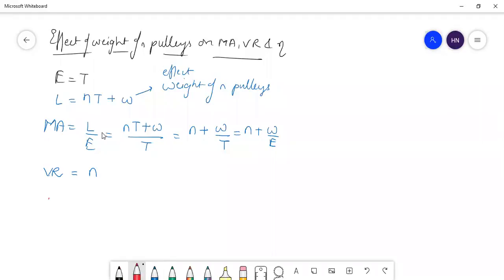So when we talk about efficiency eta, which is nothing but mechanical advantage by velocity ratio, that will be (N plus W by E) upon N, which will be equivalent to, if I just divide it, 1 plus W by NE, which shows... just a minute, I made some calculation mistake. Wait a minute, there is some small mistake I did over here.